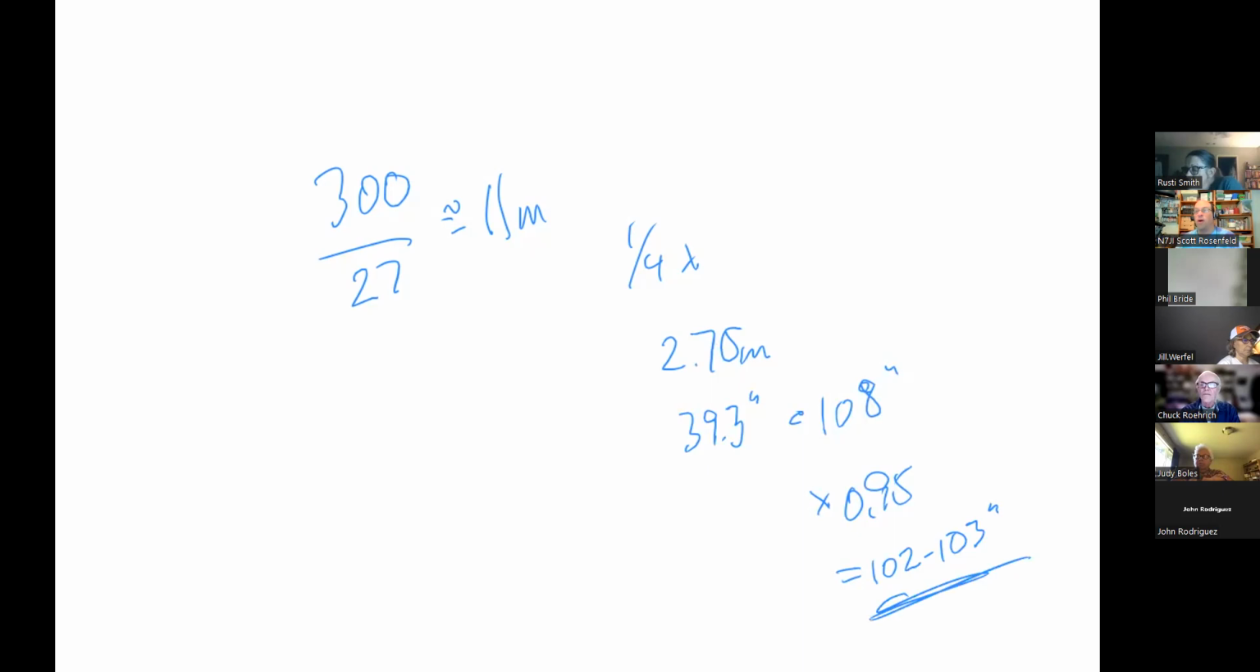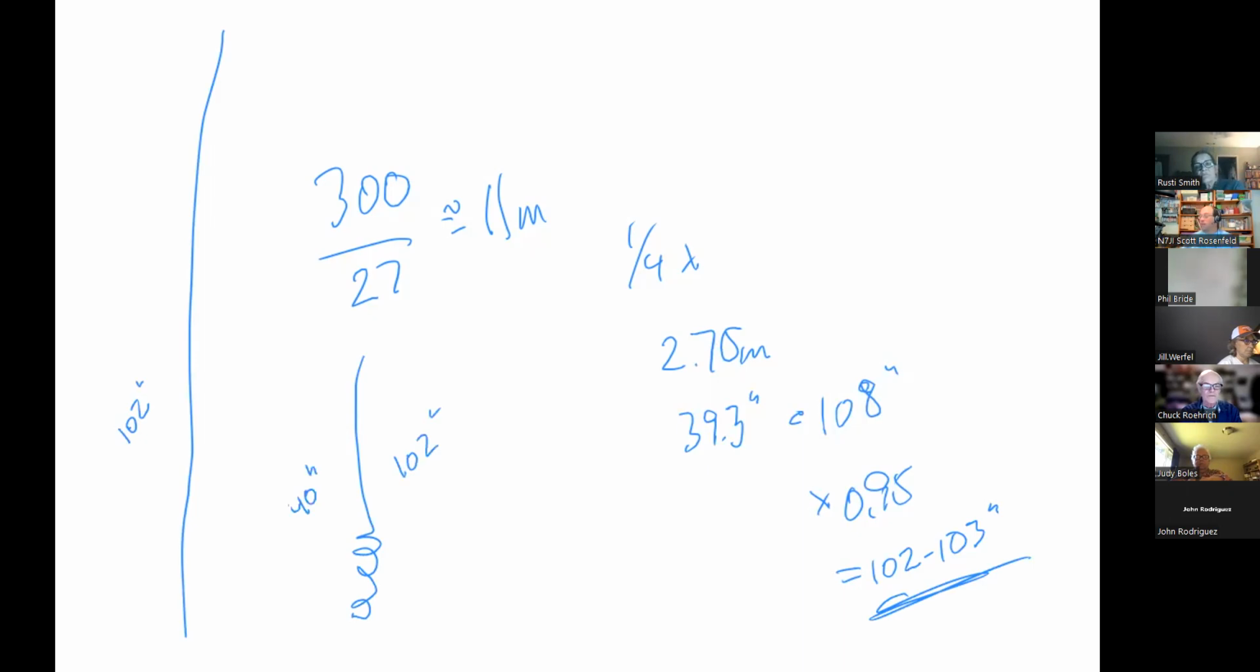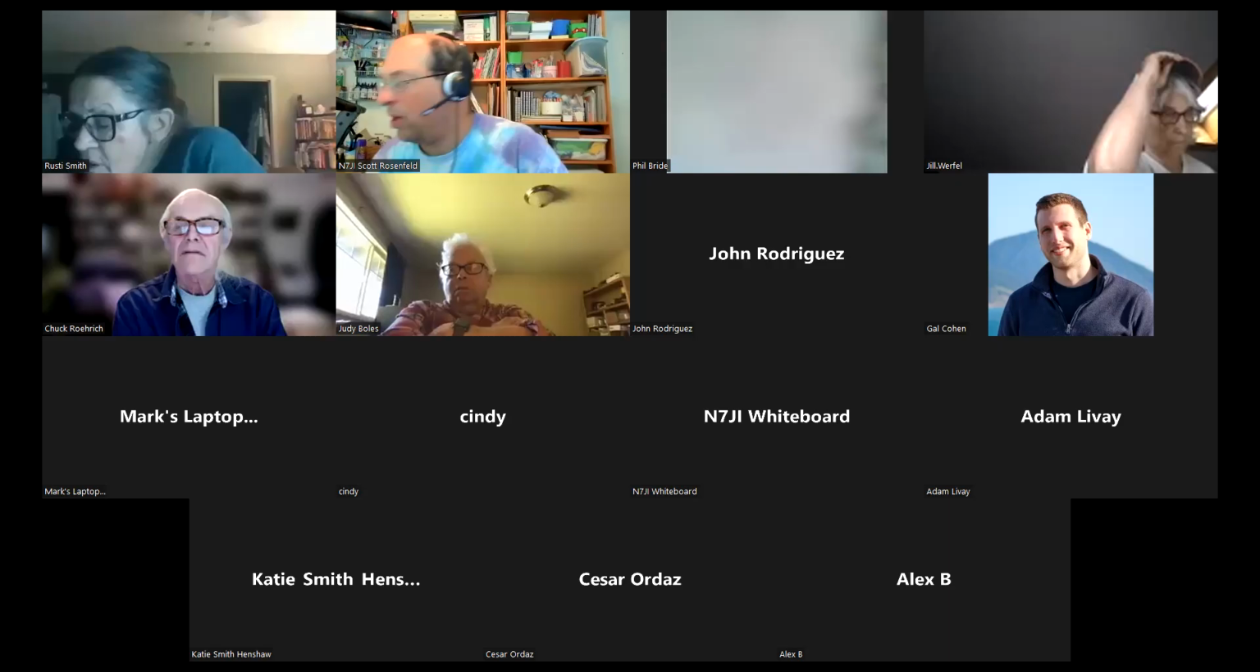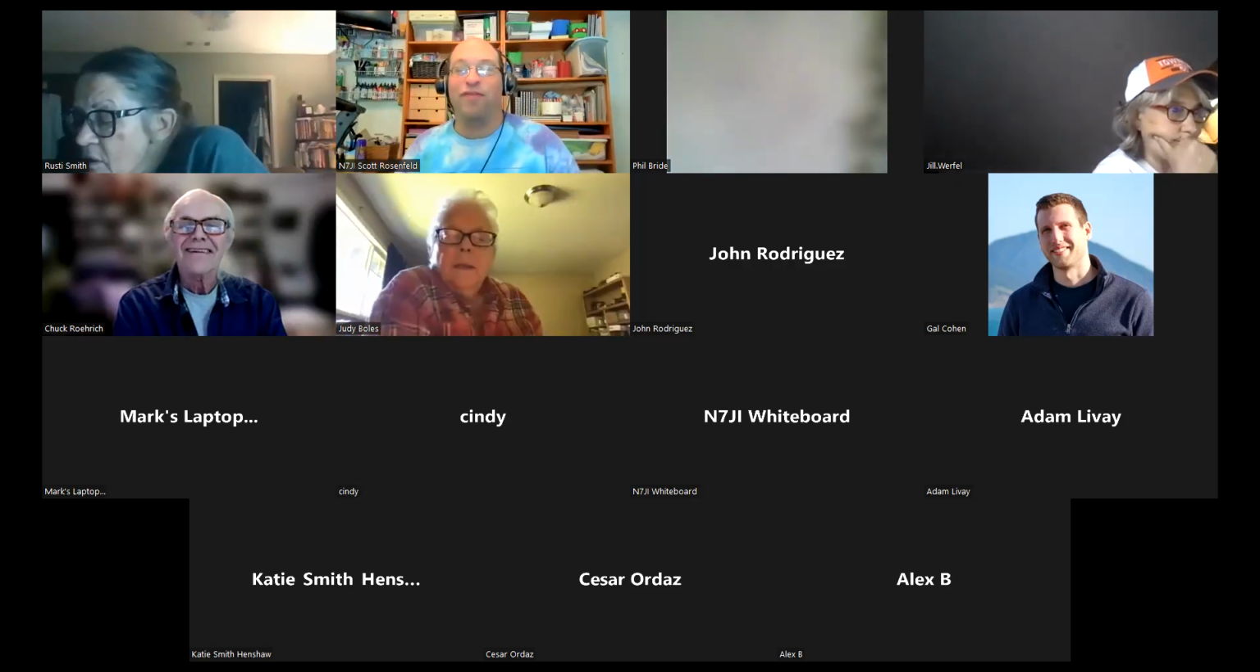So if you don't want something that's going to be 8.5 feet long, I would recommend getting a loaded whip. Remember the loading, that's where you have a coil at the base. Instead of 102 inches, you're still 102 inches electrically, but you might only be 40 inches tall. Your efficiency would go down a little bit, but so what? It wouldn't be 8.5 feet tall.